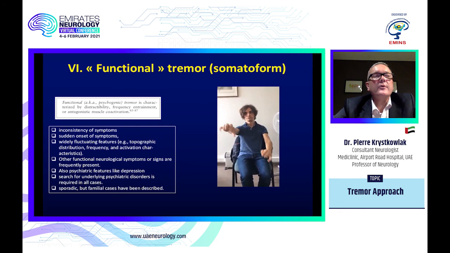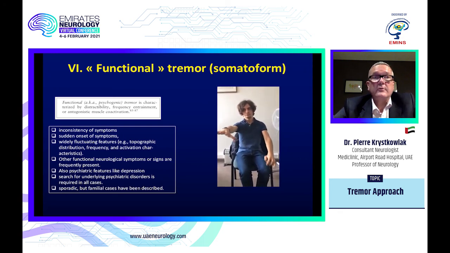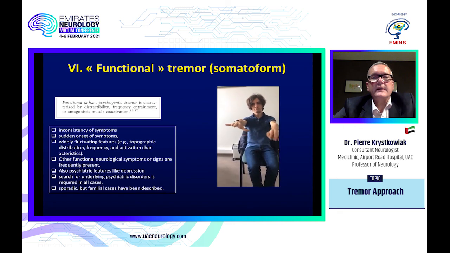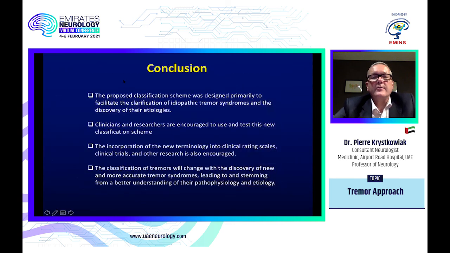And of course, you also have another part, indeterminate tremor: tremor you cannot classify in any part of this classification.